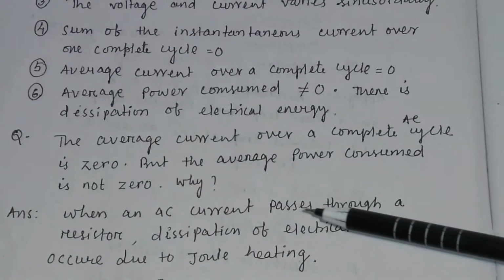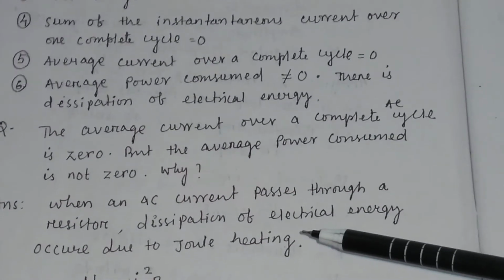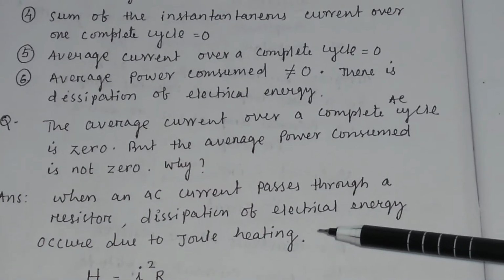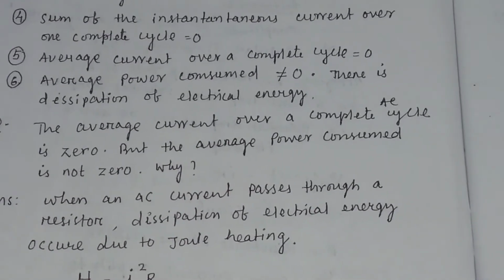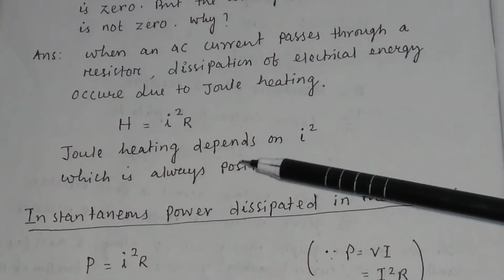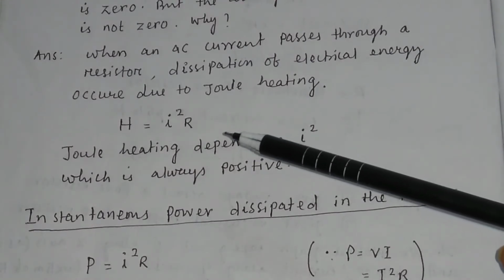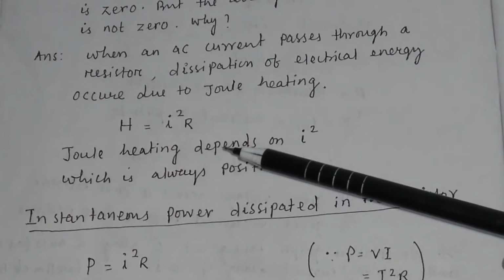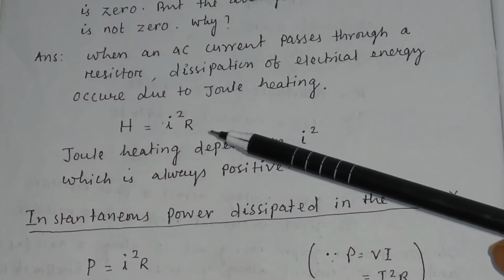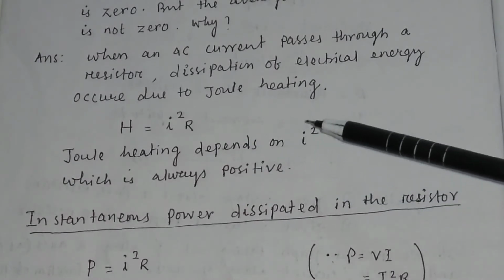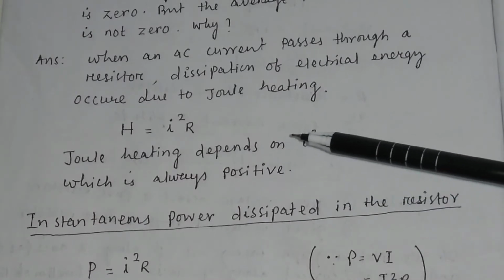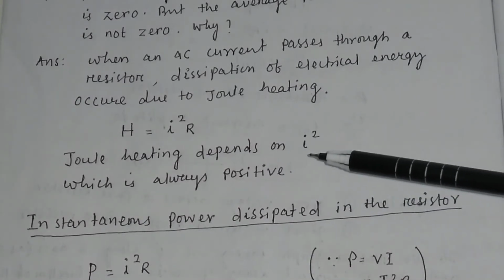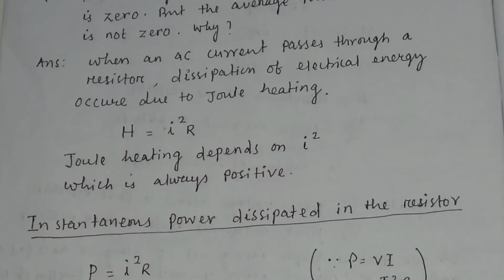Why? When an AC current passes through a resistor, dissipation of electrical energy occurs due to Joule heating. And we know Joule heating is equal to I square R. So Joule heating depends upon I square, not on I. But I square is not equal to 0. I square is positive. That is why the average power consumed is not equal to 0.